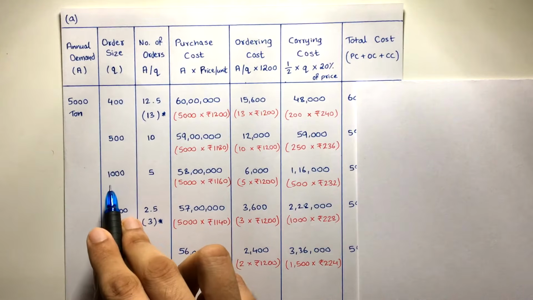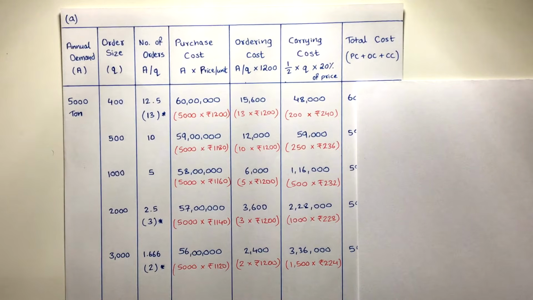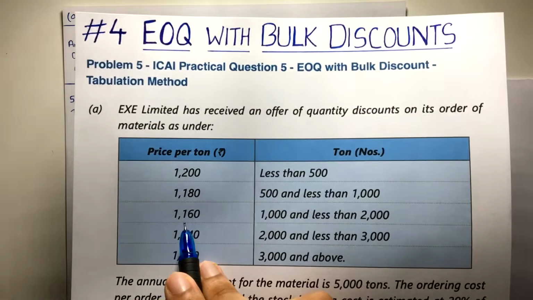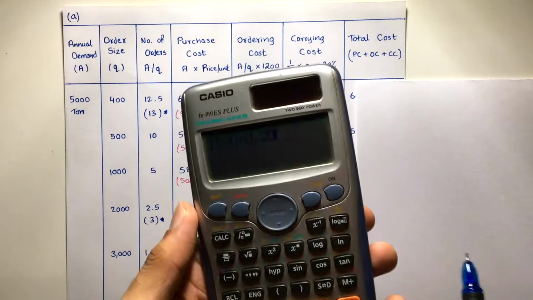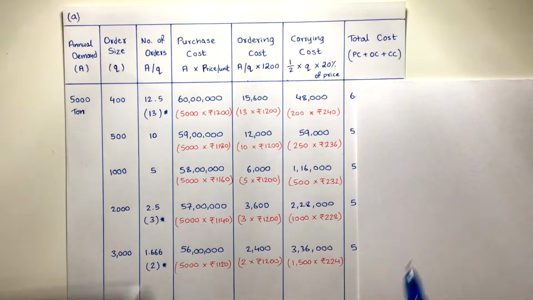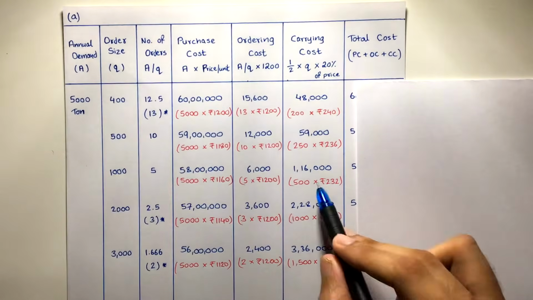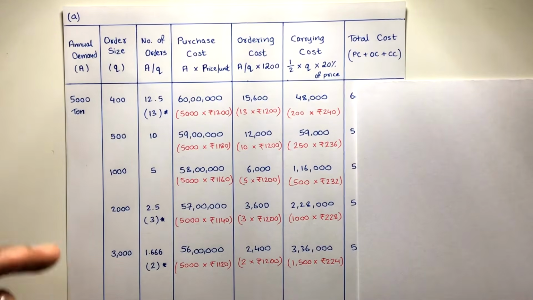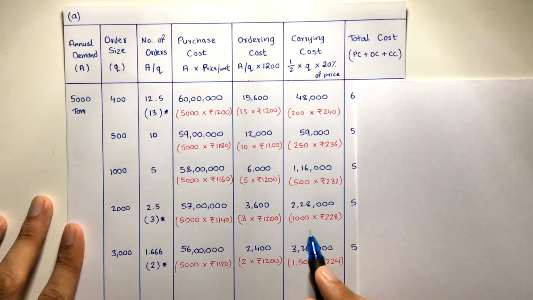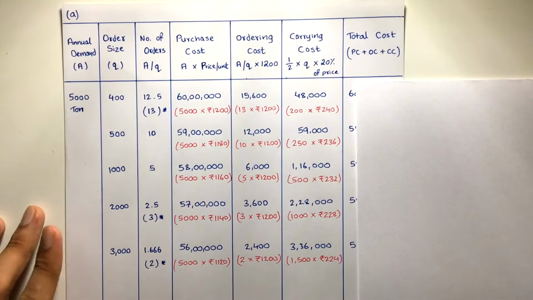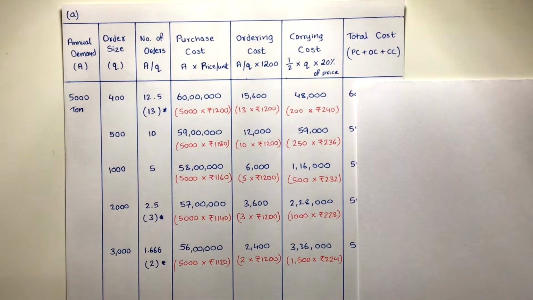In the third level, half of 1000 will be the average inventory, 500 into 232. How did we get that 232? The same way, 20% of the third level price, 1160. 1160 into 0.20, that's equal to 232. 500 into 232, that's equal to 1,16,000. Is it clear? The same way you have to calculate with the fourth and fifth level. Half of 2000 is 1000, that's your average inventory, into 228. 228 is 20% of 1140. Clear? So if you multiply that, that's 2,28,000.